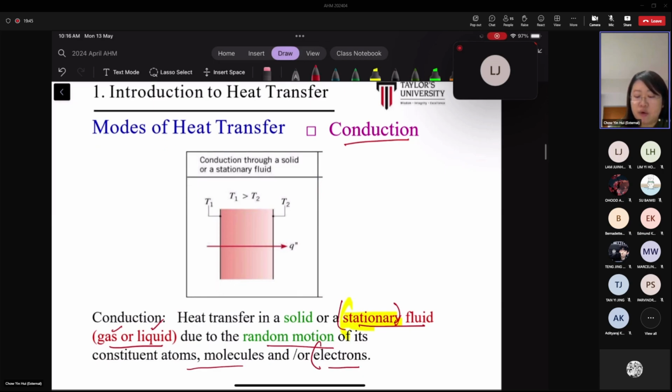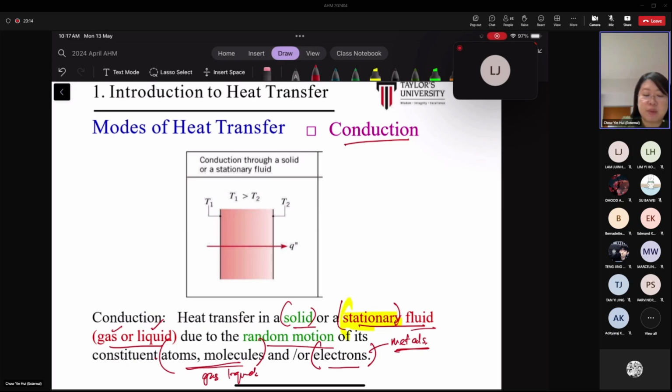So heat conduction due to the motion of electrons occurs more often in metals. It's more common in metals, while in gas or liquid it's mainly due to the random motion of the atoms and molecules. So for conduction, it requires a medium. It could be solid or stationary fluid, which is gas or liquid.